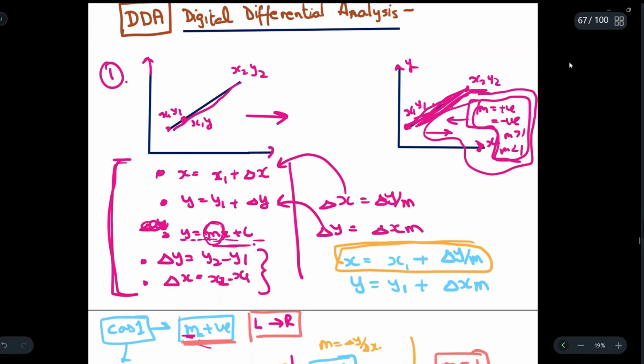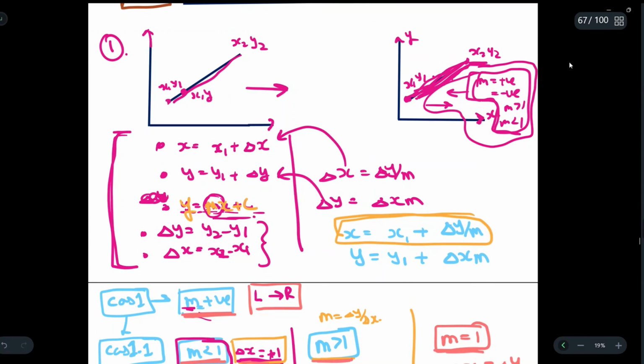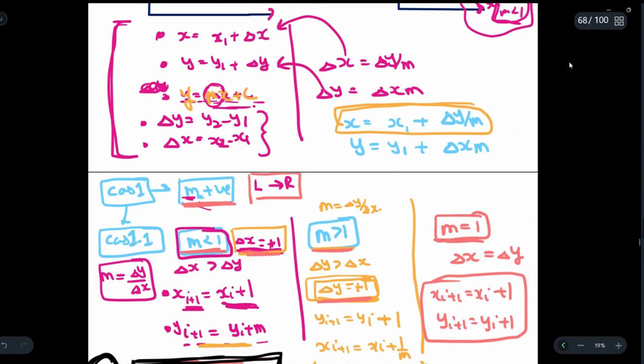And then we wrote the formula for x and y. Then similarly, we wrote the general equation for a line, which is y is equal to mx plus c, and this is the general equation of the line. Then I told you how you calculate del y and del x. Then we wrote the formula for x and y. Then we know the formula for m, that is the slope, as del y by del x.